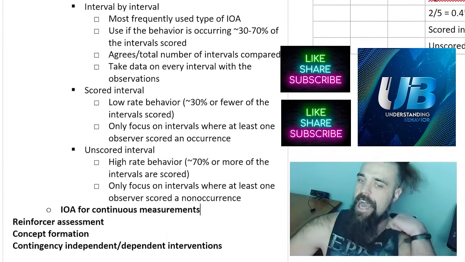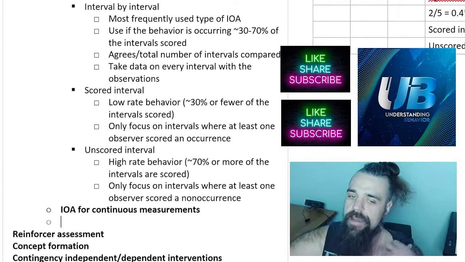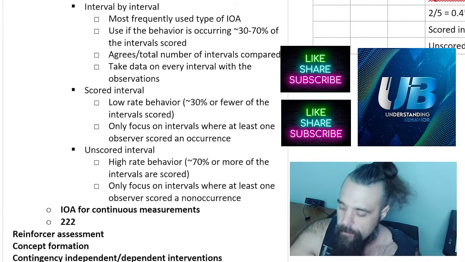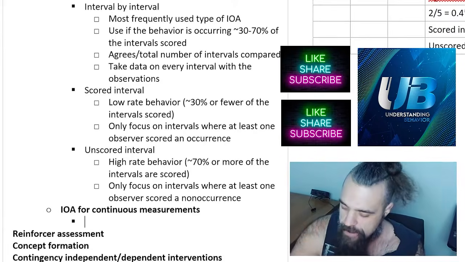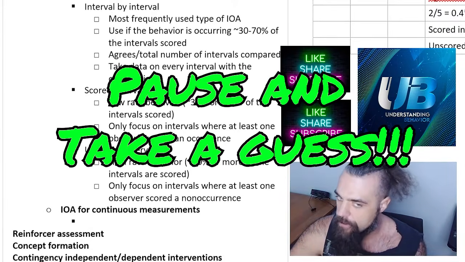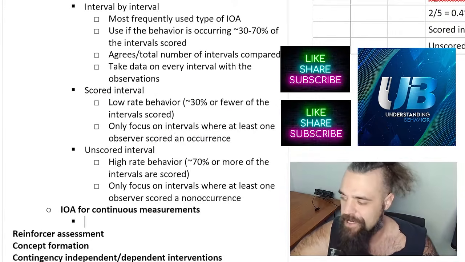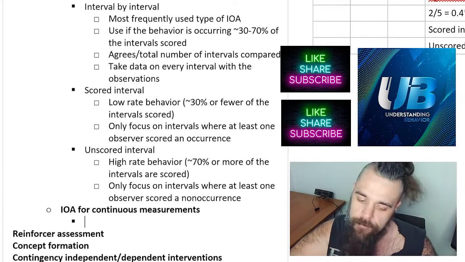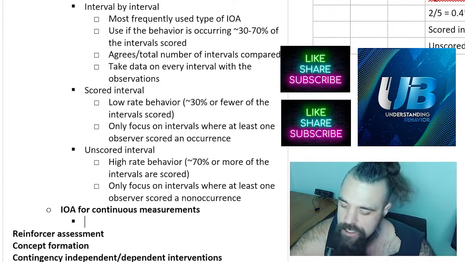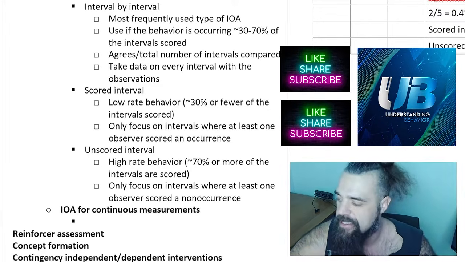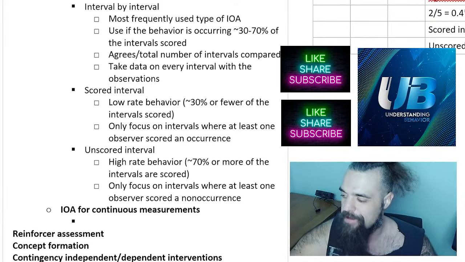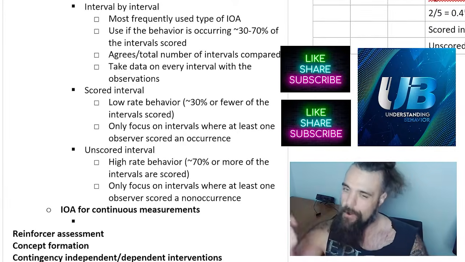Okay, let's get into IOA for continuous measurements. So we've got 3 main types of IOA for continuous measurements. Can you guys label those real quick? Anybody want to give it a go? Examples of continuous measurement are rate, frequency, duration, inter response time, latency. Okay, cool. Yeah, we've got the first one. Elaine and Natalie got it.